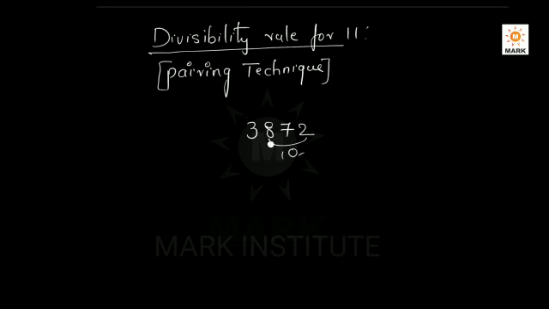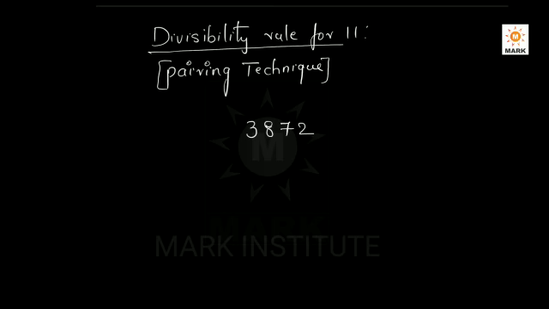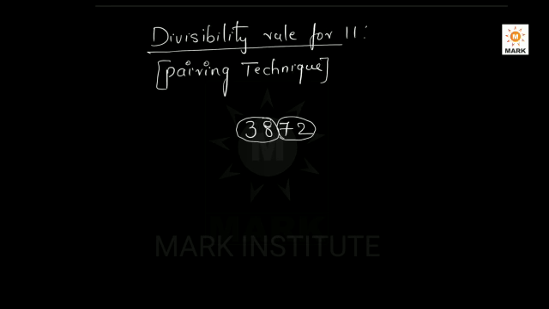Since our technique's name is the pairing technique, let us make pairs of numbers starting from the units place. So 72 is a pair, 38 is also a pair. Now my dear friends, divide each and every pair by 11. So 3 and 8 make a pair, that number is 38, and 7 and 2 make a pair, that number is 72.